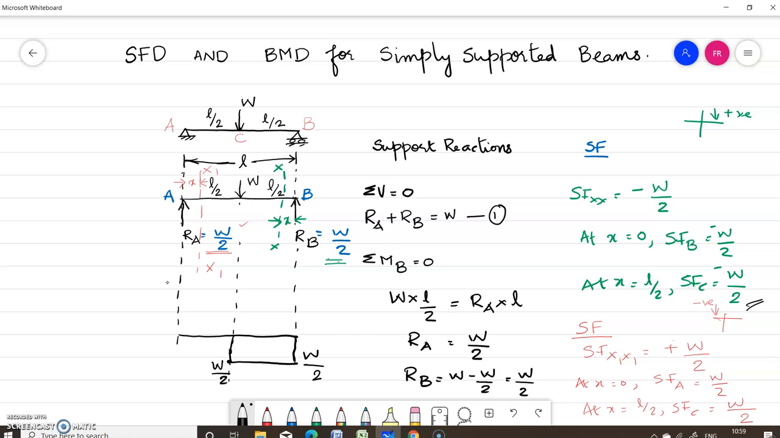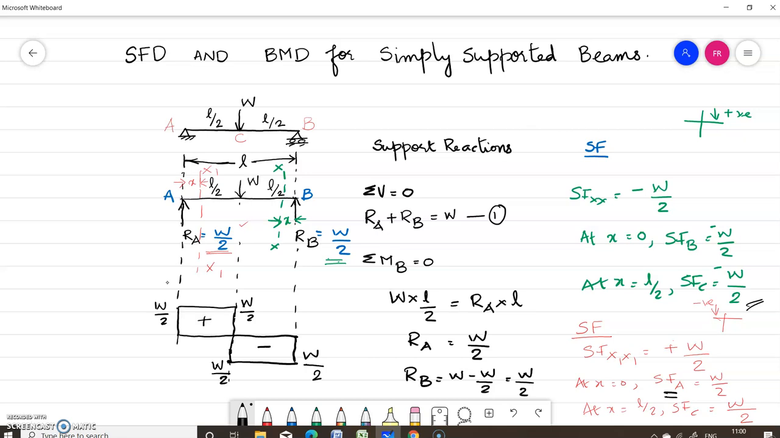Now what is the shear force at A? Shear force at A is plus W by 2. So let us draw it above the baseline. So this is W by 2. Now what is the shear force when you take the section from the left? It is at C, it is again plus W by 2. Now let us join these 2. So this is the shear force diagram.